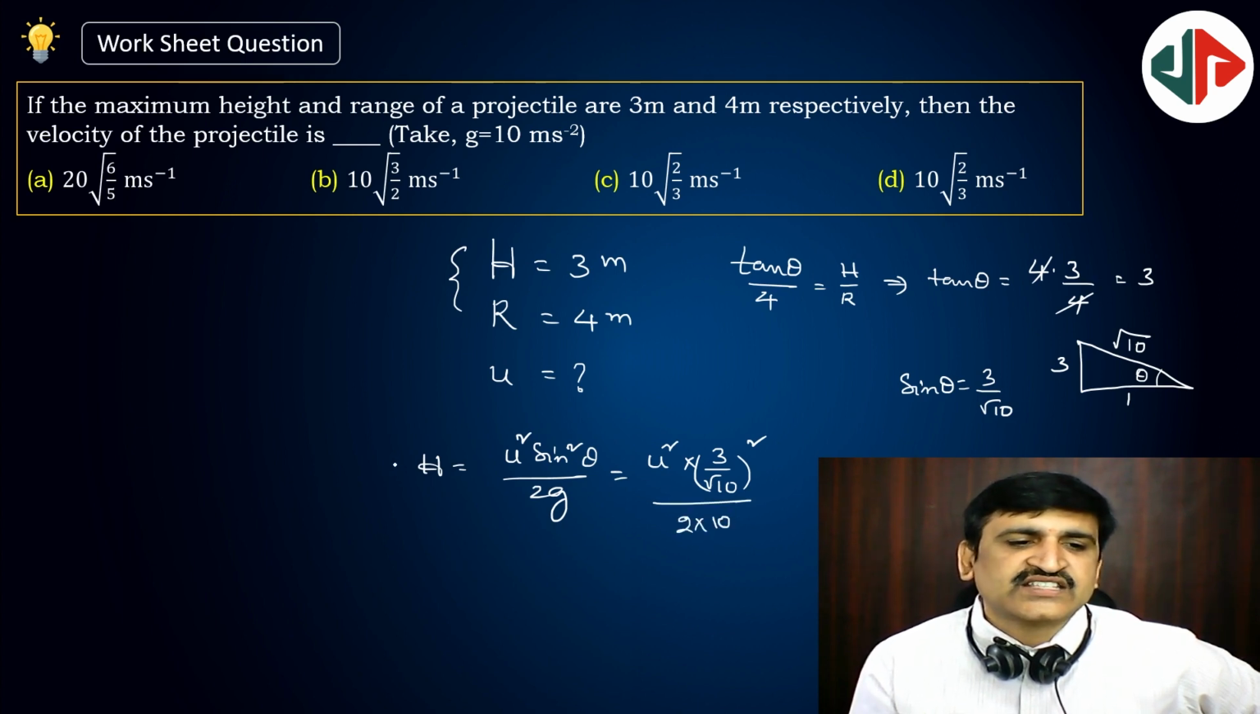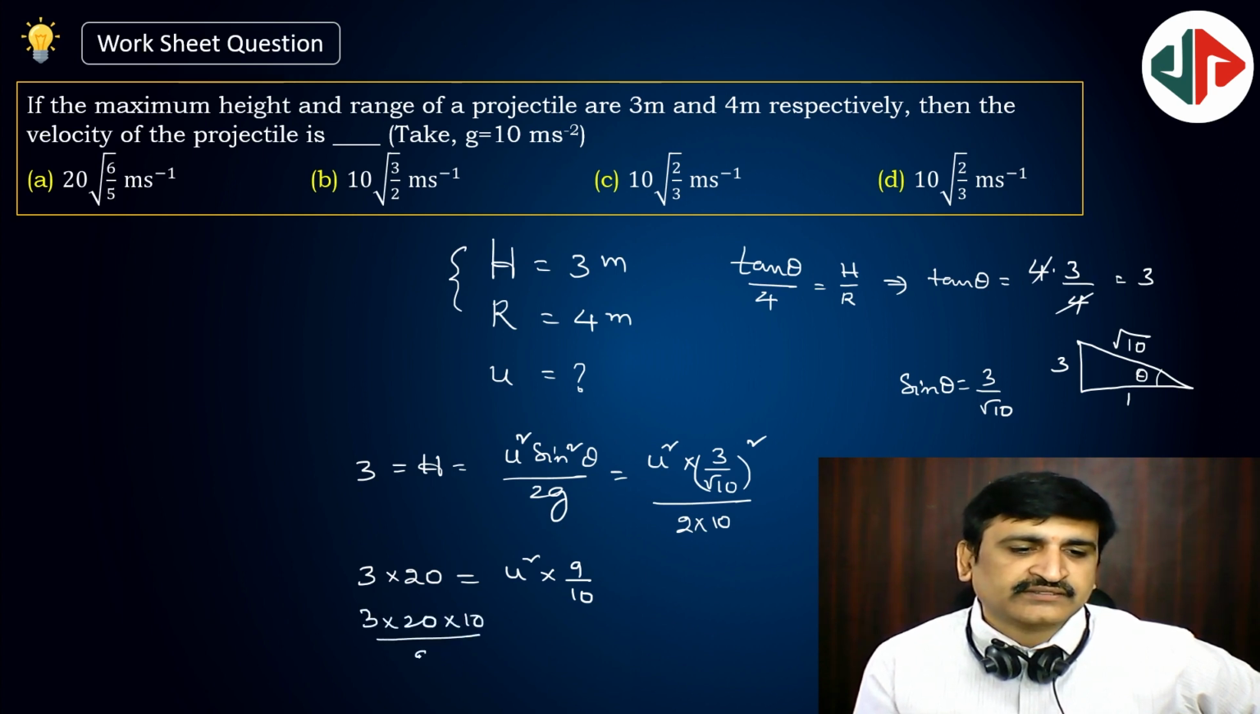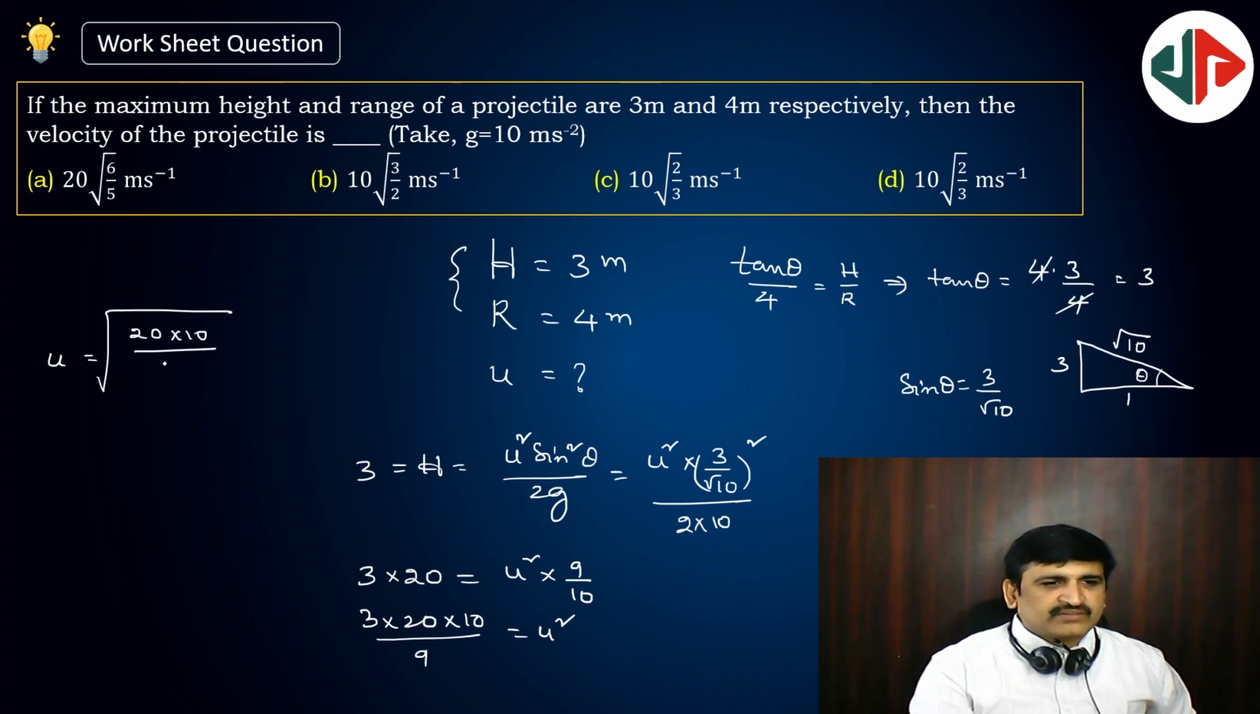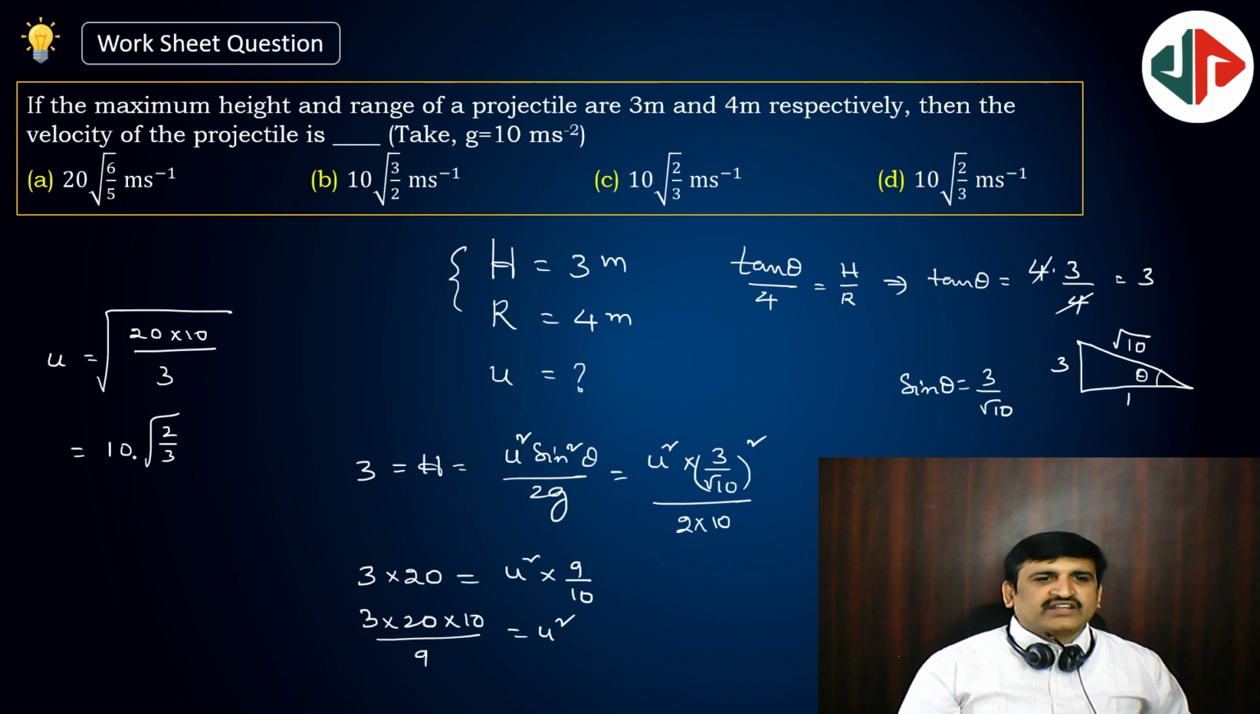And this h is, as given, equal to 3. So 3 into 20 is equal to u square into 9 by 10. So 3 into 20 into 10 by 9 is equal to u square. Now u is equal to root over 20 into 10 by 3, so 10 will come out, and root over 2 by 3 will be left out: 10 root 2 by 3.